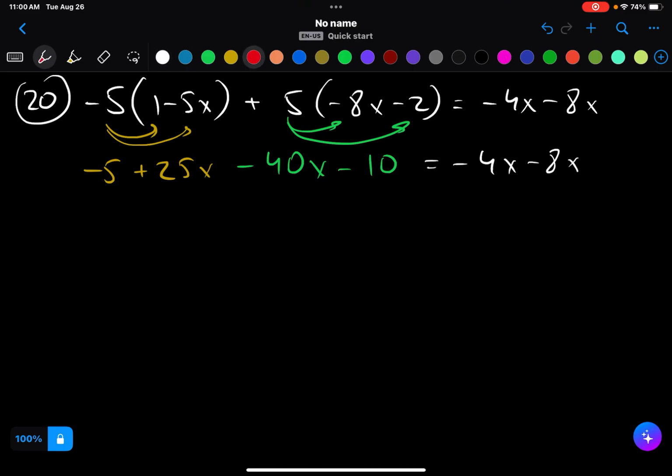Then let's go ahead and combine like terms. Let's combine the x's, and let's combine the non-x's. Negative 5 and negative 10, that's going to become negative 15. 25 minus 40, that's a negative 15x.